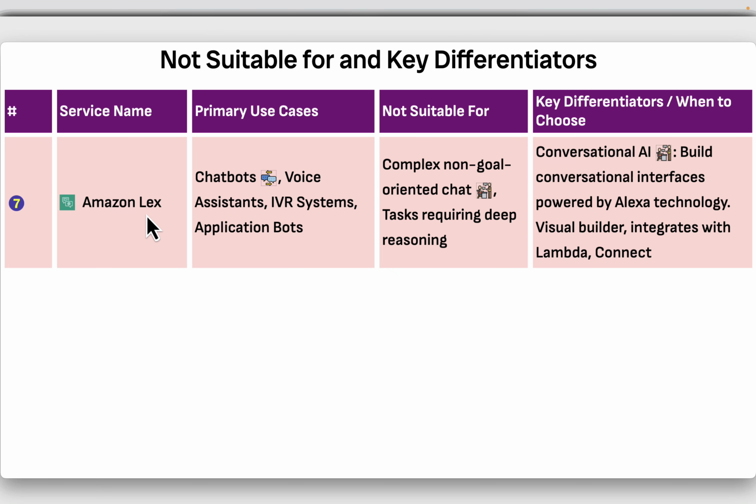Next service, Amazon Lex. So primary use cases are chatbots, voice assistants, interactive voice response, IVR systems, and application bots. This is not suitable for complex, non-goal oriented chat tasks which require deep reasoning. So key differentiators or when to choose: when you have conversational AI requirements, you can build conversational interfaces powered by Alexa technology. There's a visual builder and it integrates with Lambda and Amazon Connect.